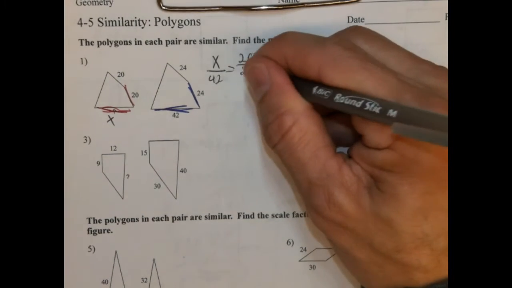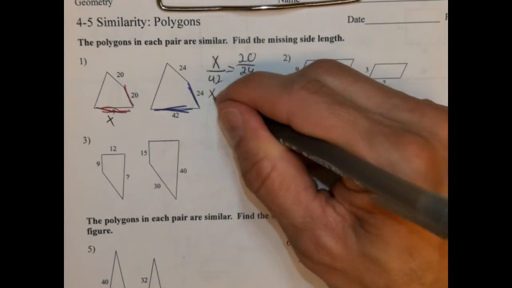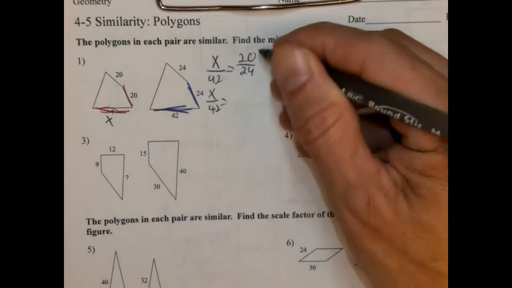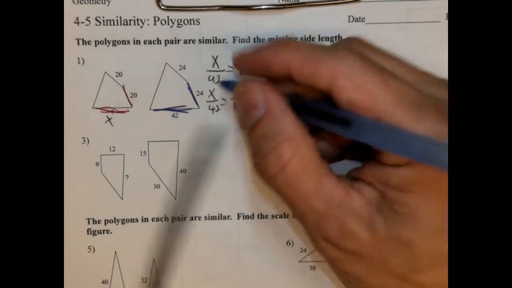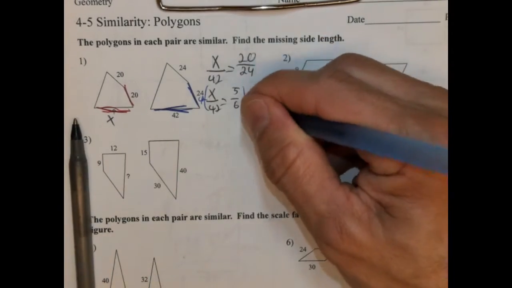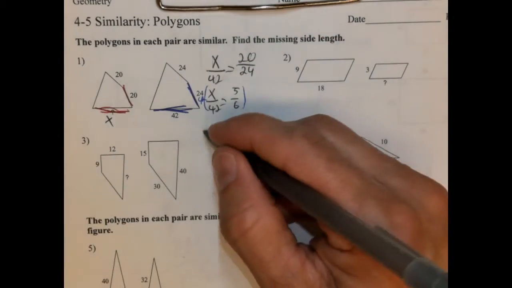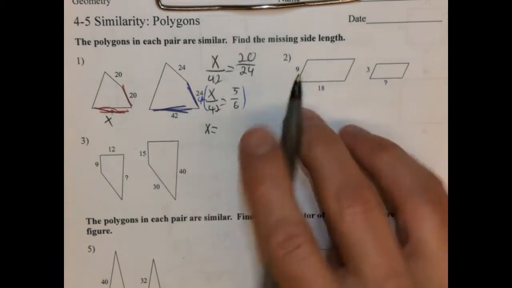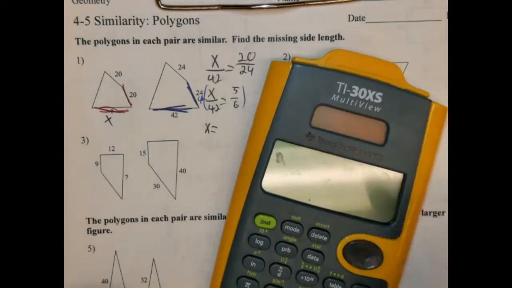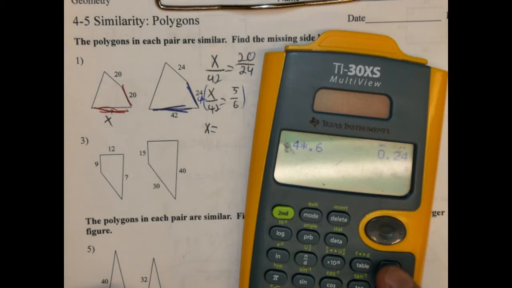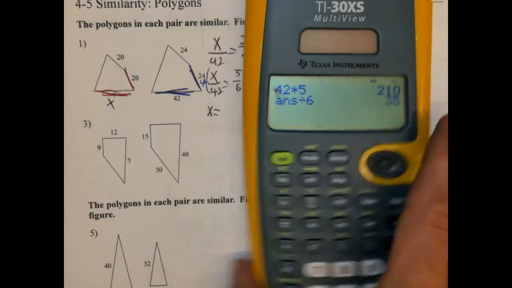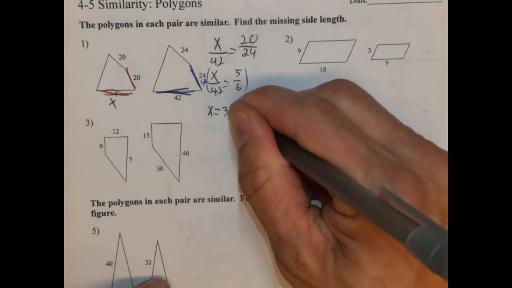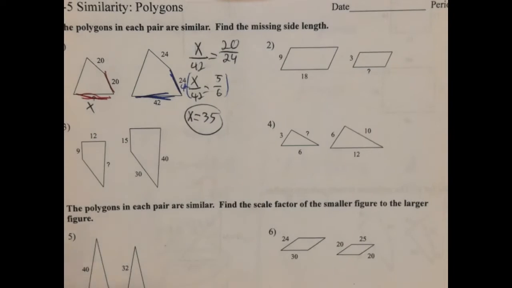We need to solve this. I'm going to simplify this because I find it easier when I do that. X over 42 equals, divide these both by 4, so this will be 5/6. Multiply both sides by 42. So x will equal 42 times 5/6. I'm going to be lazy and use a calculator, feel free to do that. 42 times 5 divided by 6 is 35. There we go.